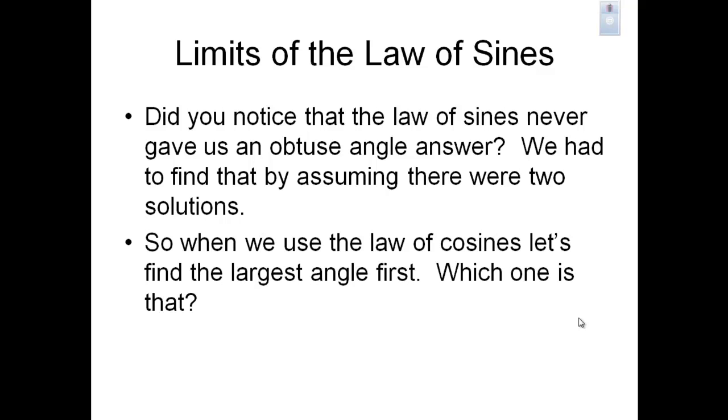So when we use the law of cosines, we want to find the largest angle first. How do we figure out which one's the largest angle? Well, from geometry, we know that the largest angle is always opposite the largest side. So let's look at an example that starts problem solving using law of cosines with all three sides. By the way, have you figured out why the law of sines never gave us an obtuse angle? Think about the quadrant it's possible in when you're doing inverse sine, and you might figure it out.